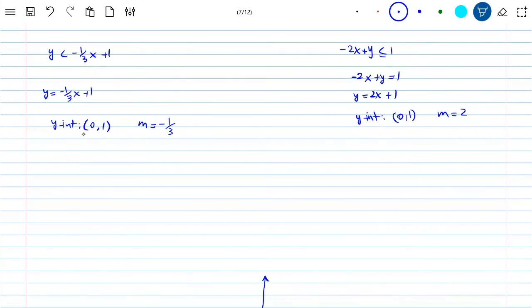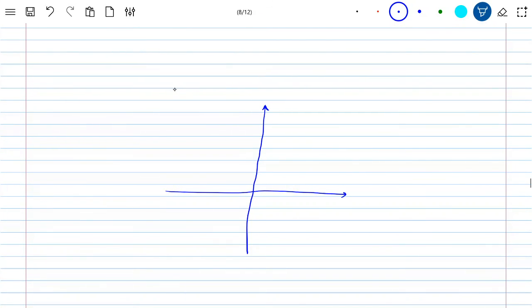Slope negative 1/3, y-intercept 0, 1. So 0, 1, that's the y-intercept. Slope 1/3: move 1 unit right, 3 units up, so you'll end up at 1 and 4. Starting from 0, 1, you move 1 unit right, 3 units up.